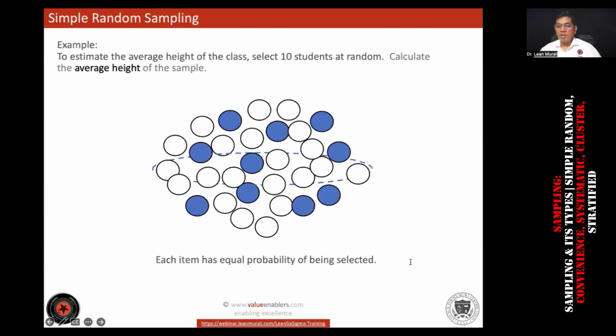If this is clear, on a scale of 1 to 10, please give me a 9 or 10 if it is super clear. Simple, right? Now you have to pay attention for the next type of sampling. Please pay good attention for the next thing.